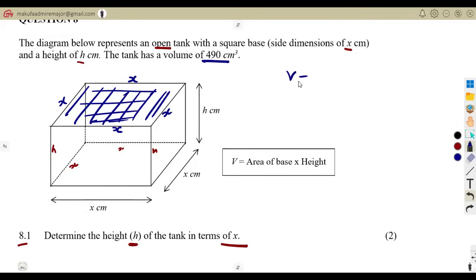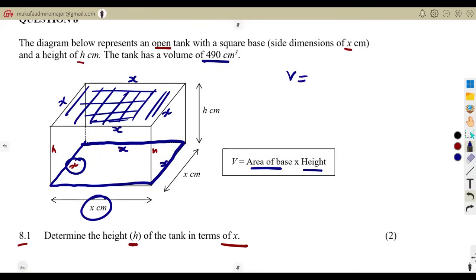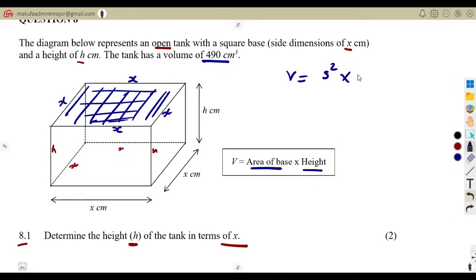And we understand that volume is equal to the area of the base times the height. The area of the base, what is it that we have on the base down here? That's a square, because this is X, this is X. These sides are the same. All these 4 sides will be X. H is the height. But we talk of the sides, the length and the width. That's a square. So the area on the base is the area of a square. So it's side squared times the height.